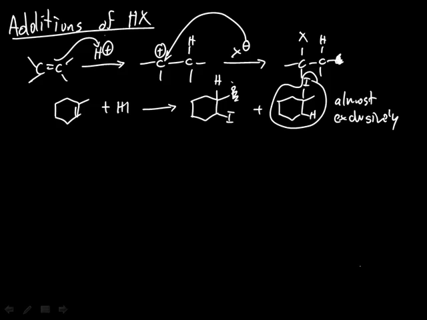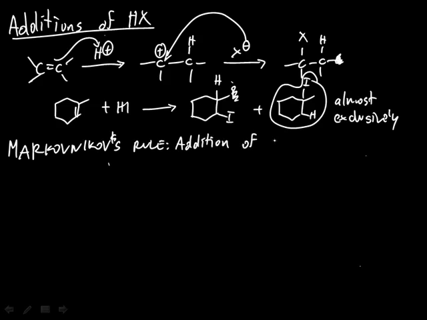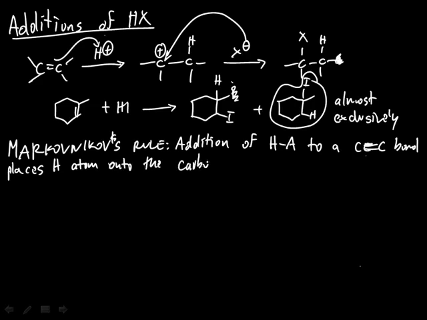This turns out to be a general rule, and this rule is called Markovnikov's rule. It basically states that addition of species which can be written as HA in general form to a C=C bond will place hydrogen atoms onto the carbon that already has more hydrogen atoms.